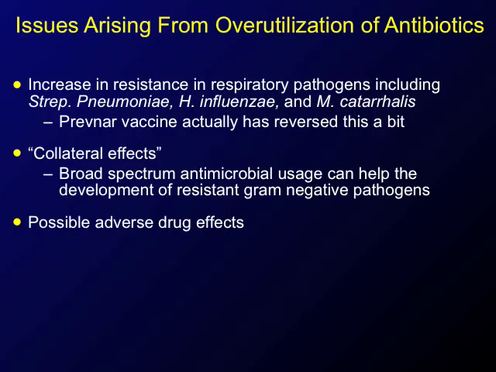Issues arising in the outpatient arena from overutilization. Over the years, we've seen increasing resistance to strep pneumoniae, H. influenzae, Moraxella catarrhalis. Actually, the one thing that's reversed it to some extent is the pediatric Prevnar vaccine. It decreases colonization in some of these individuals, and also decreases colonization in the adults taking care of these pediatric populations. So if anything, that's helped us more than hurt us significantly.